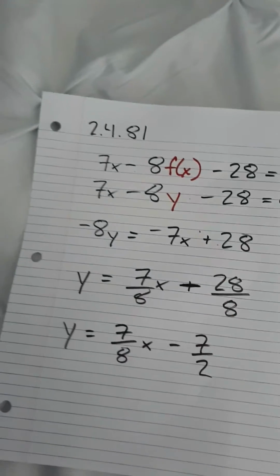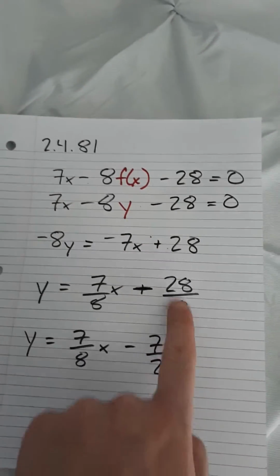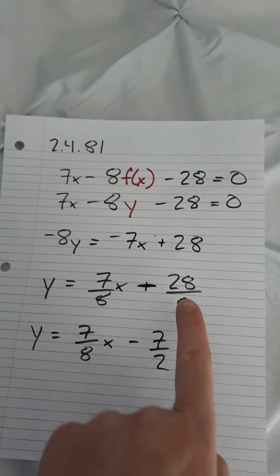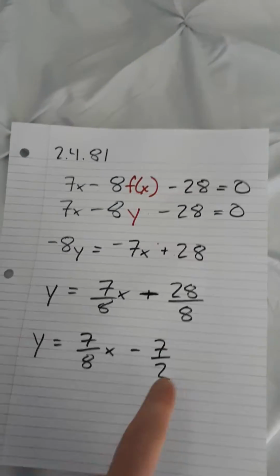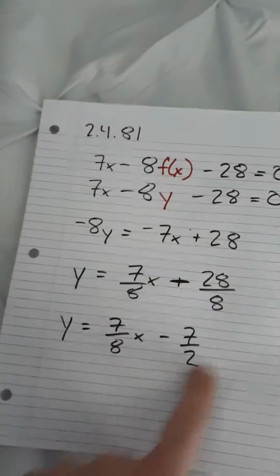a minus 28 over 8, which we can reduce using the half rule. Half of 28 is 14, that'd be 14 over 4, and then we can do the half rule again, which gives us 7 over 2. So that's our equation. And I know you got that.